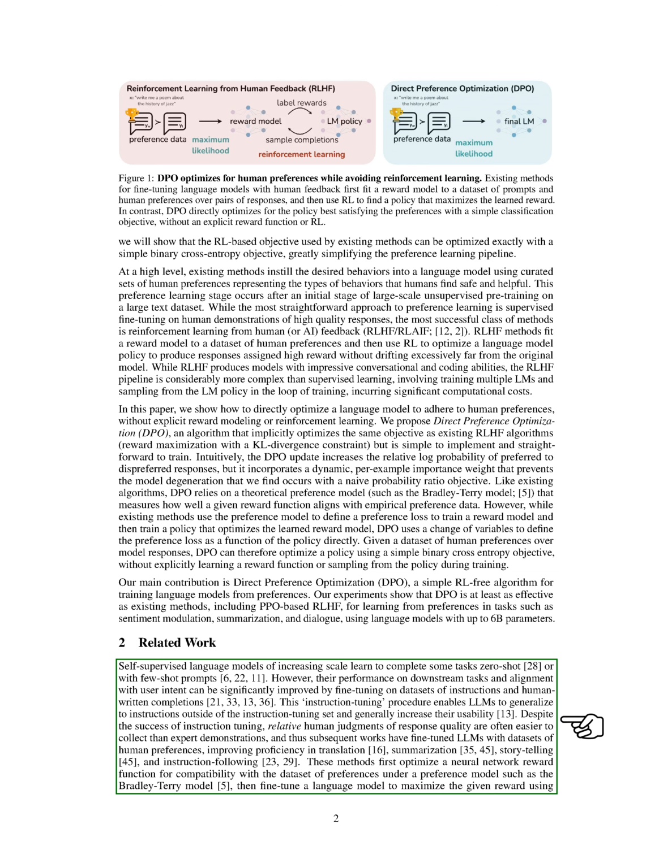Despite the success of instruction tuning, relative human judgments of response quality are often easier to collect than expert demonstrations. Thus, subsequent works have fine-tuned LMs with datasets of human preferences, improving proficiency in translation, summarization, storytelling, and instruction following. These methods first optimize a neural network reward function for compatibility with the dataset of preferences under a preference model, then fine-tune a language model to maximize the given reward using reinforcement learning algorithms.